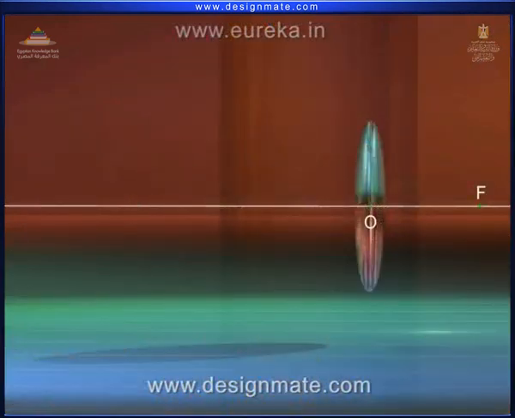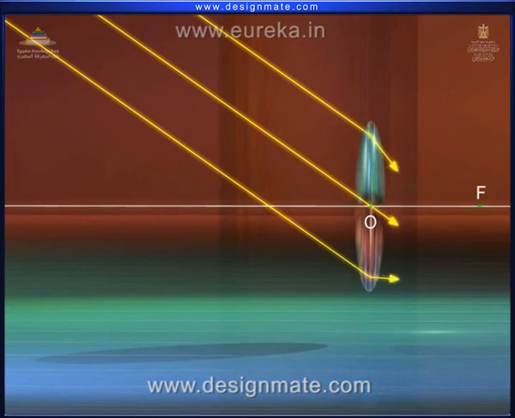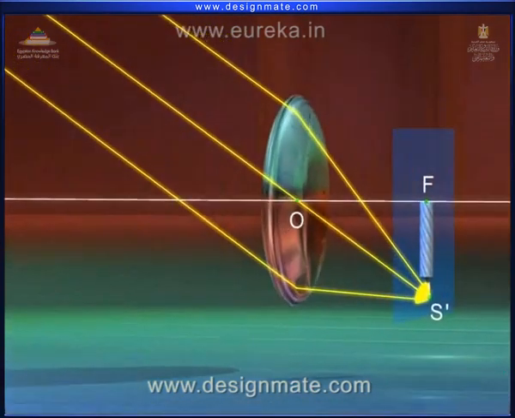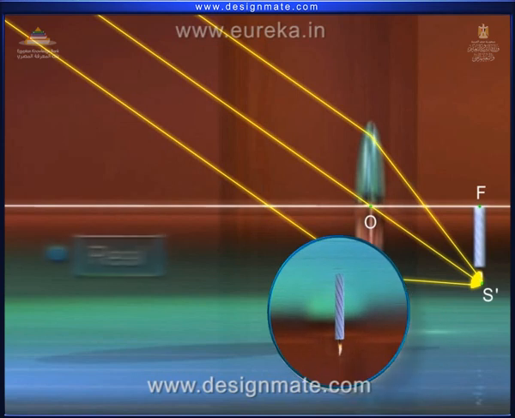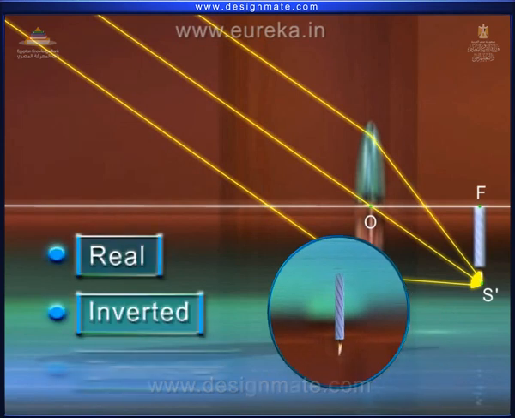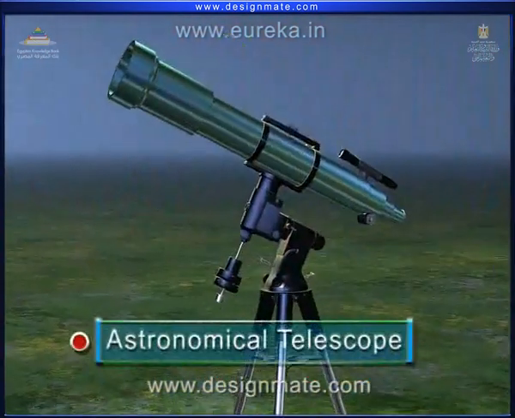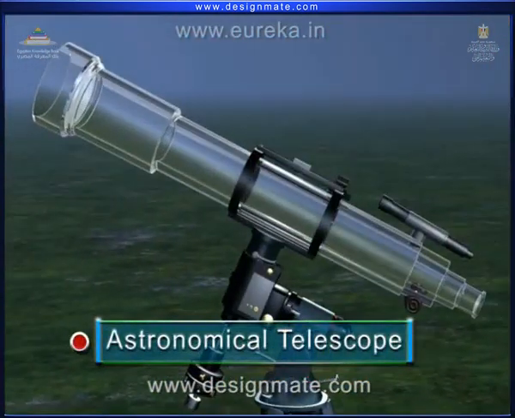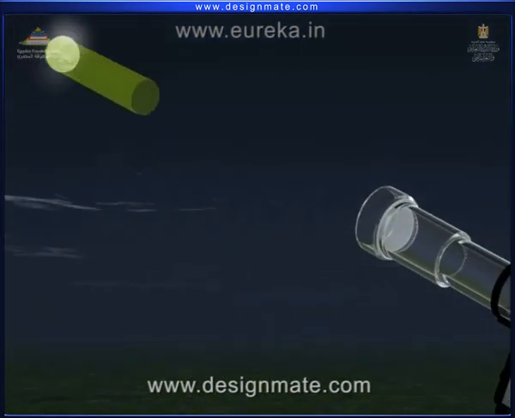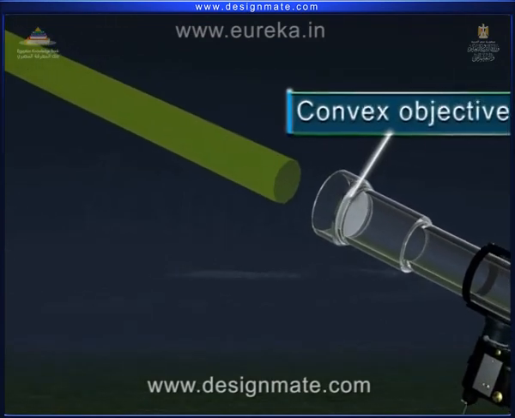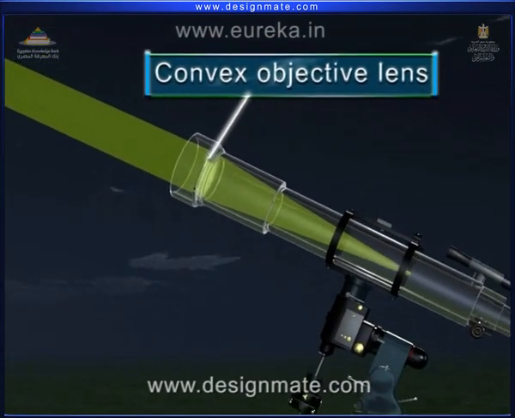Next, in the second case, parallel incident rays from the object do not converge exactly at the focal point, but at some point S' in the focal plane on the other side of the lens. And due to this, a real, inverted, and diminished image is formed at the point S'. This type of image formation is used in an astronomical telescope, where parallel rays from a distant object, after passing through the convex objective lens, get converged at its focal point.